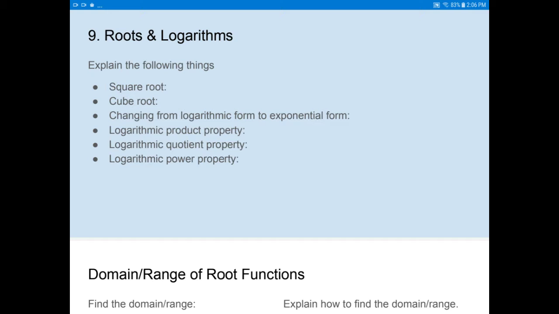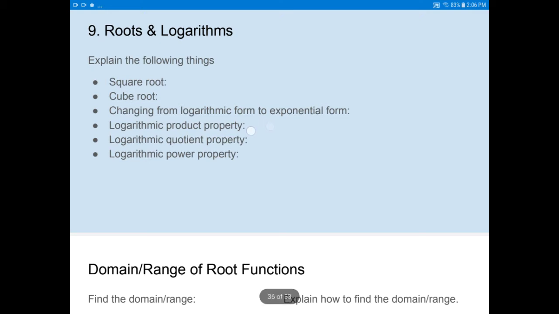Honestly, you're going to have to find that in my notes. I don't remember exactly what I wrote, and I don't want to tell you the wrong thing on here. But you can Google it. It's easy. The product property.